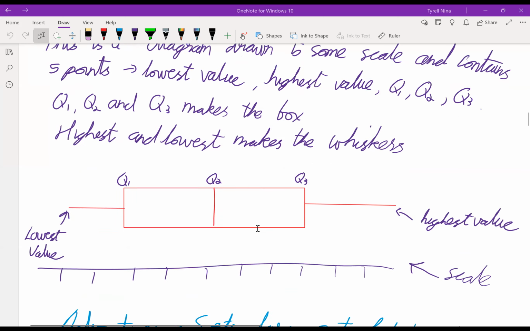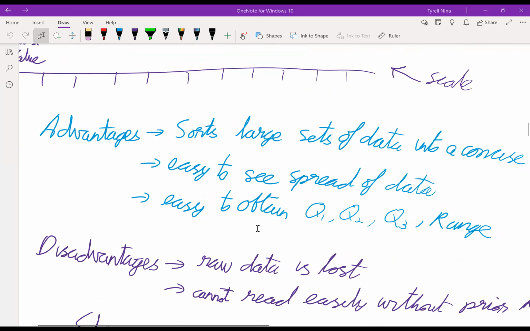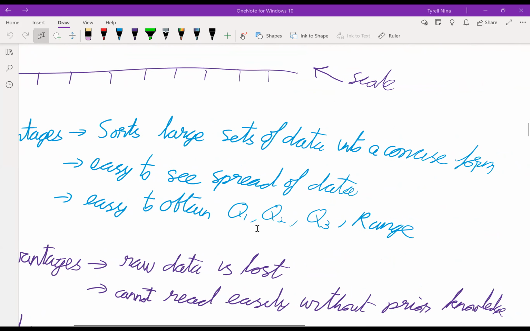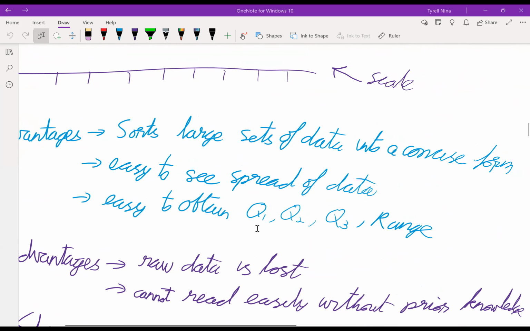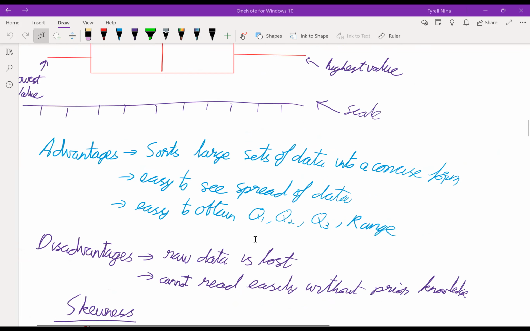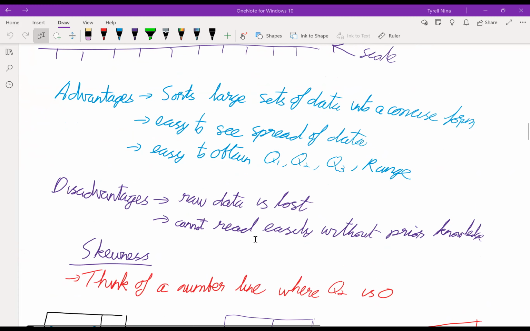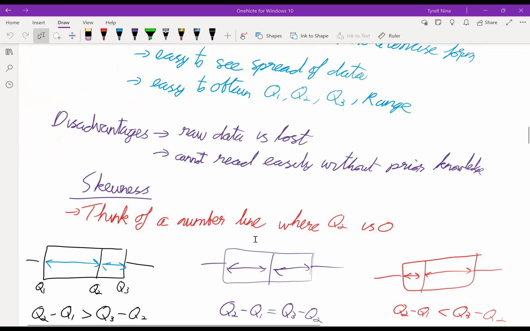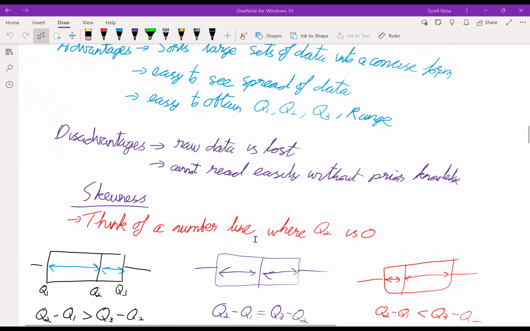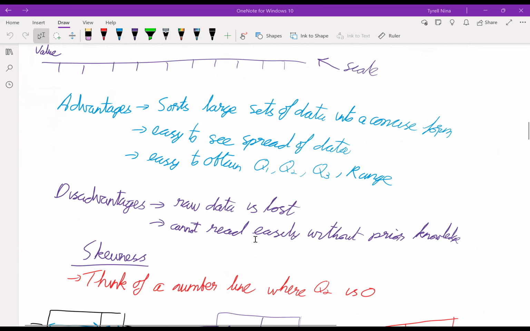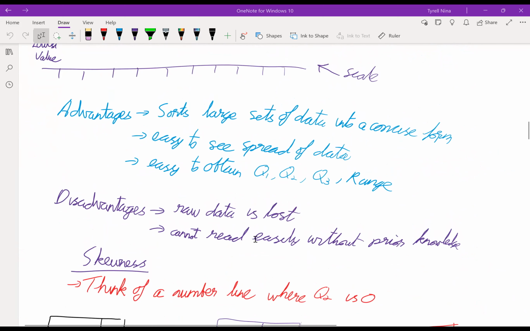All right. So last question. Oh wait, no, the advantage and disadvantage. It sorts large sets of data into a concise form. Easy to see the spread of data and easy to obtain Q1, Q2, Q3, and range. However, the disadvantages are that raw data is lost and it cannot be read easily without prior knowledge. If you see that diagram and didn't know what a box and whiskers was, you'd be really confused, right? So we also have skewness, right? We'll get to that after the advantages and disadvantages.